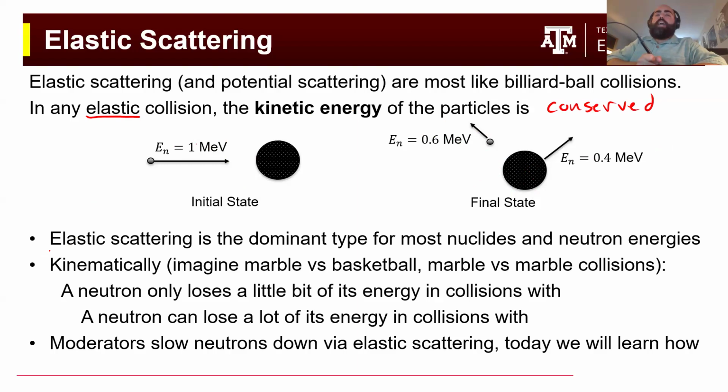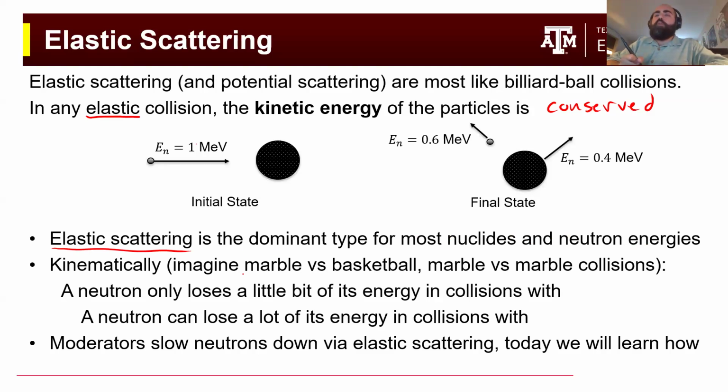Elastic scattering is the main scattering mechanism for most nuclei. Excuse me, it's the dominant scattering type for most nuclides and for most neutron energies. So if you think about it like a billiard ball collision, or two particles colliding with each other, then we can use that analogy to understand what kinds of things a neutron could collide with that would make it lose a lot of its energy, and what kinds of things a neutron would collide with that would make it lose very little of its energy.